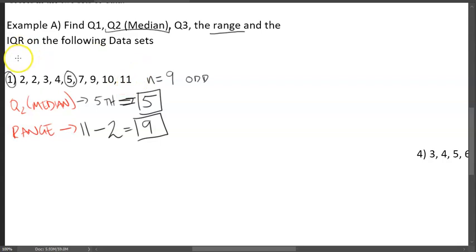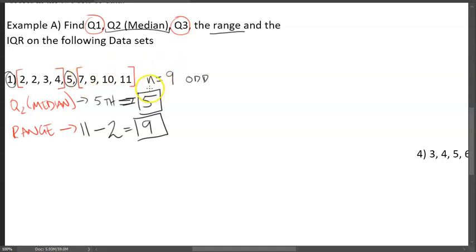Now, in order for us to find what's considered the interquartile range, we need to find Q1 and Q3. What is Q1 and Q3? Let's have a look at this. Q1 and Q3 just means that if we look at the first half, or the first chunk, the left side before the median, and we look at the right side of the median, we can see 2 separate chunks.